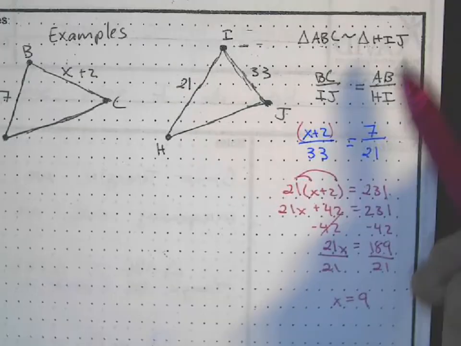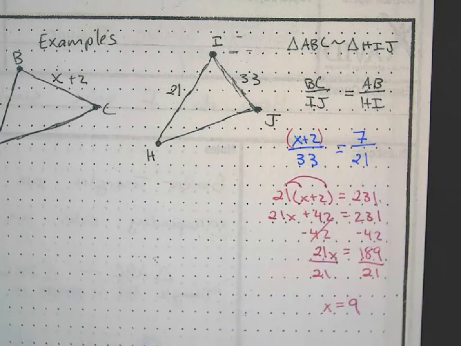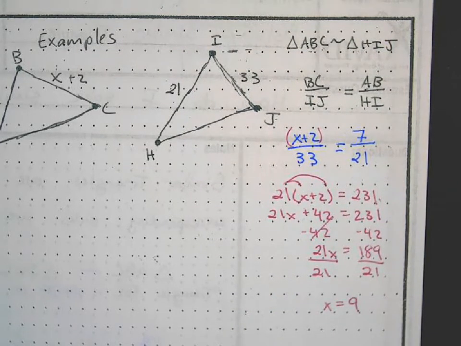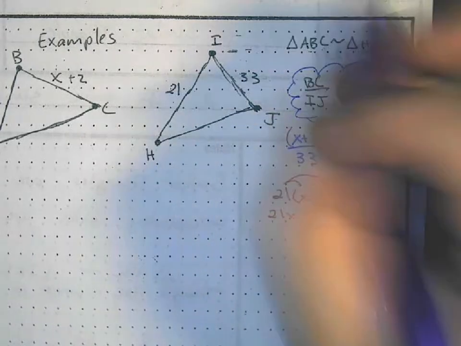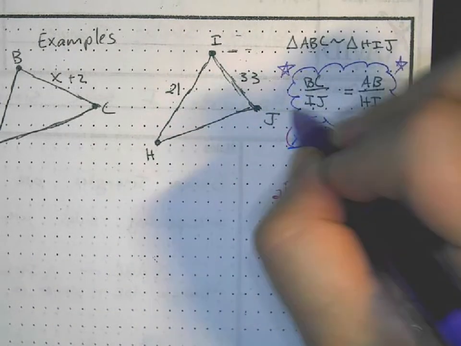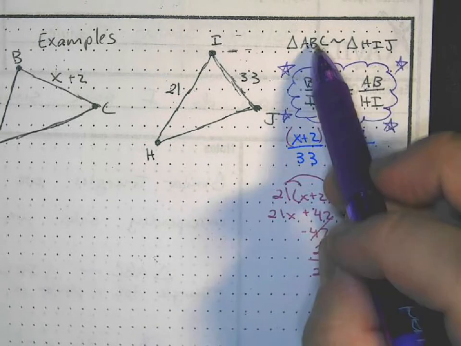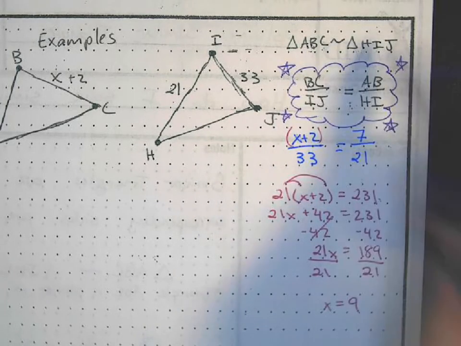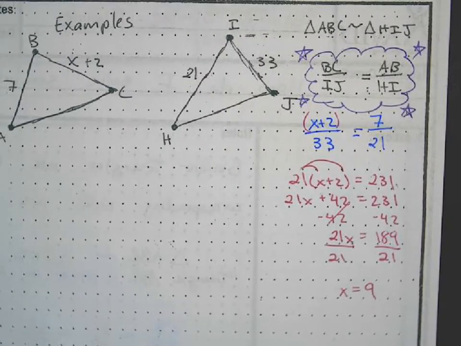So the main thing is being able to set up this proportion right here at the very beginning. That's like the really new thing right here. Can you set this up? Can we set up this proportion given this triangle similar statement? Let's try a new one.